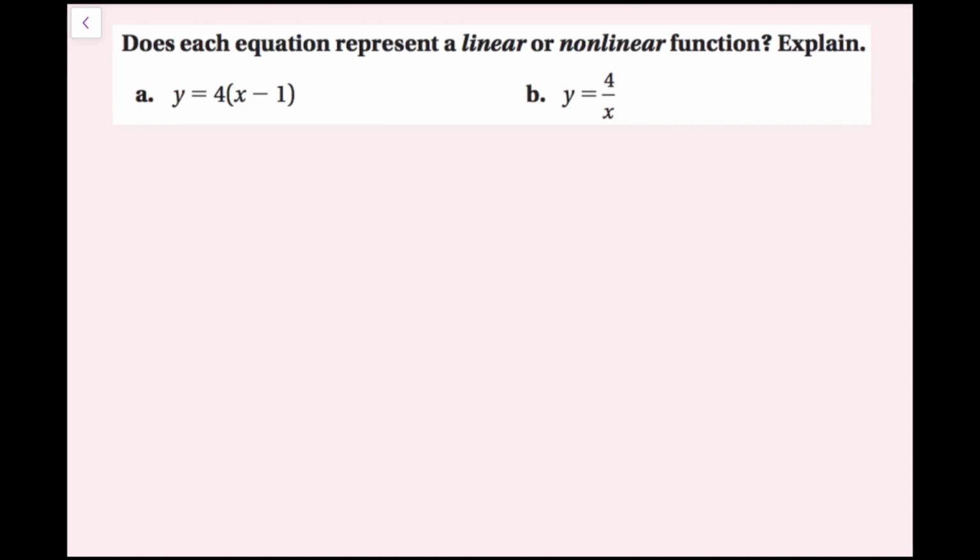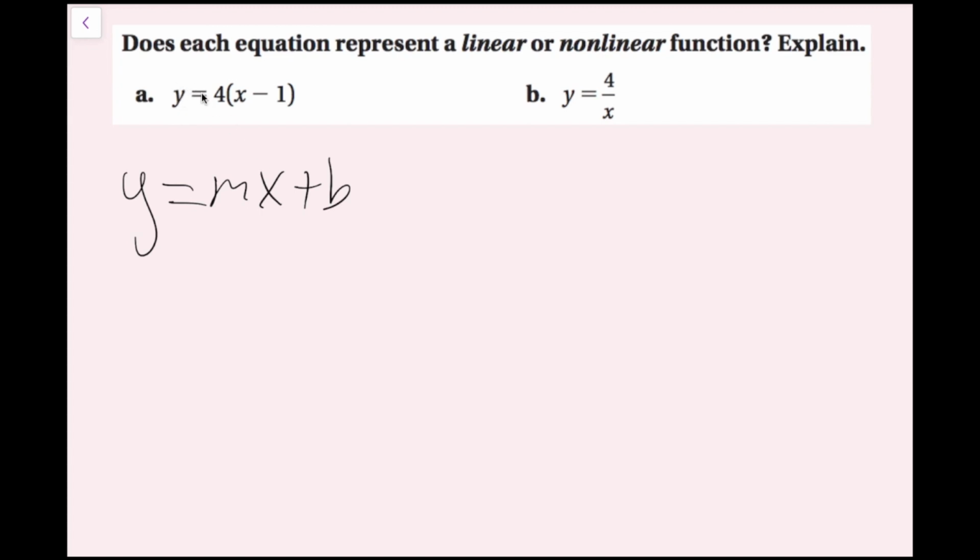In this example, we need to figure out if each equation represents a linear or nonlinear function. And then we need an explanation. Well, if you remember, all linear functions can be written in the form of y equals mx plus b, where m is the slope, b is the y-intercept, and then x and y is your xy pair of any point on that line. So what we're going to try to do is rewrite our functions up here in slope-intercept form, and if we can, then it will be linear, and if we can't, then it will be nonlinear.